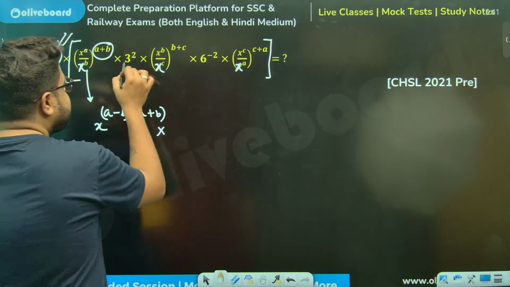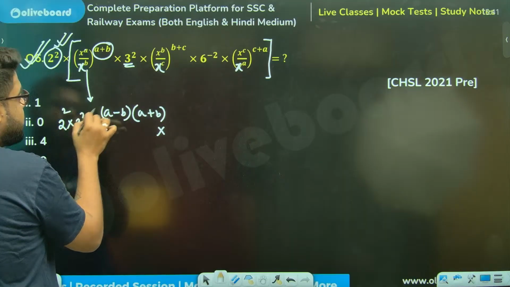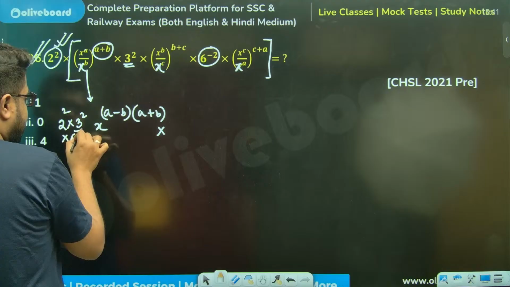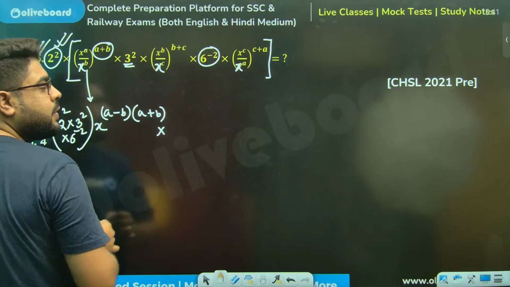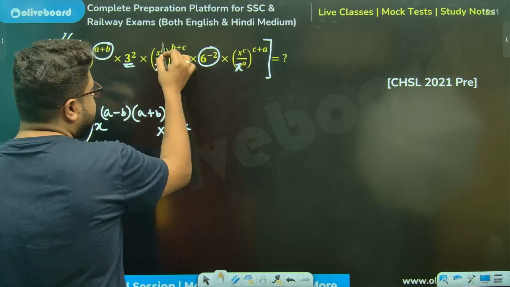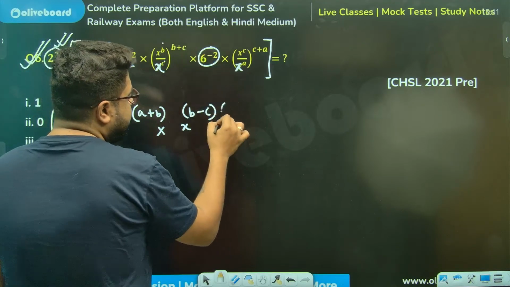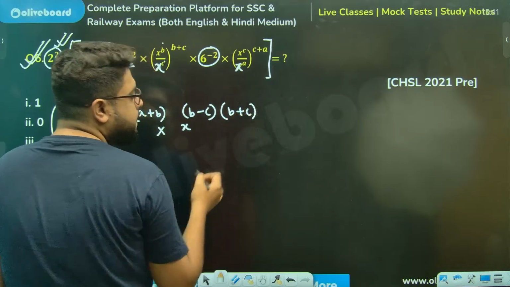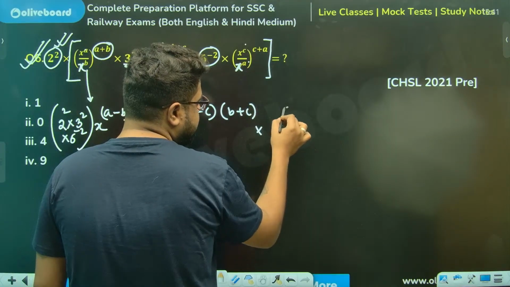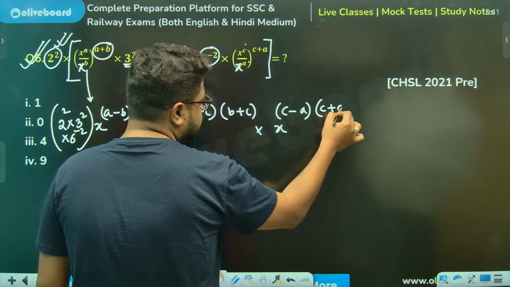This is 3 squared, sir. I'm just writing this 2 squared into 3 squared, whatever constant. And this 6 to the power minus 2, so that also I'm writing over here. All the constants. X to the power, this will become b and c, so b minus c, sir. Into, this will be c minus a, sir. And this is c plus a.